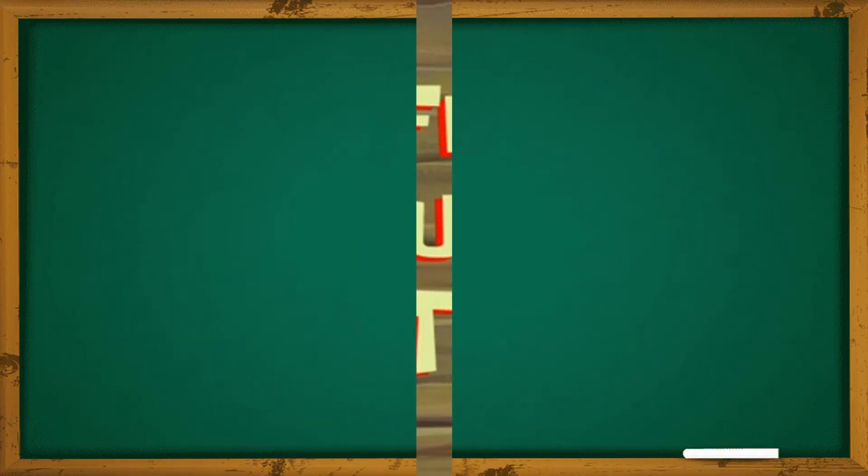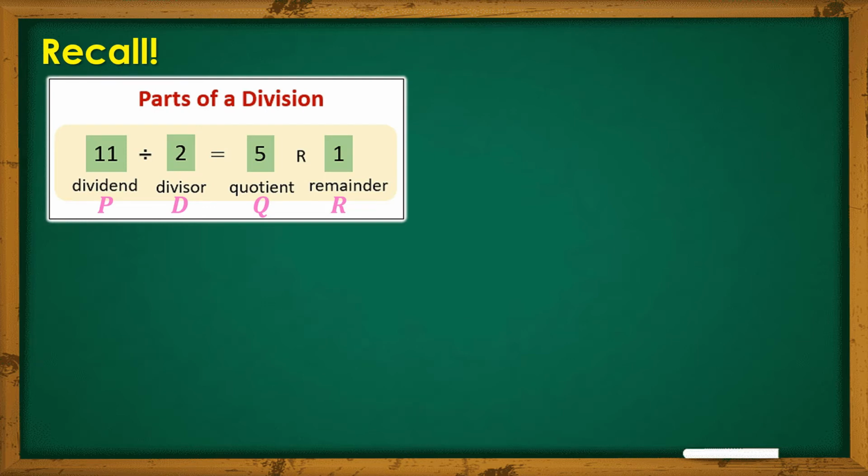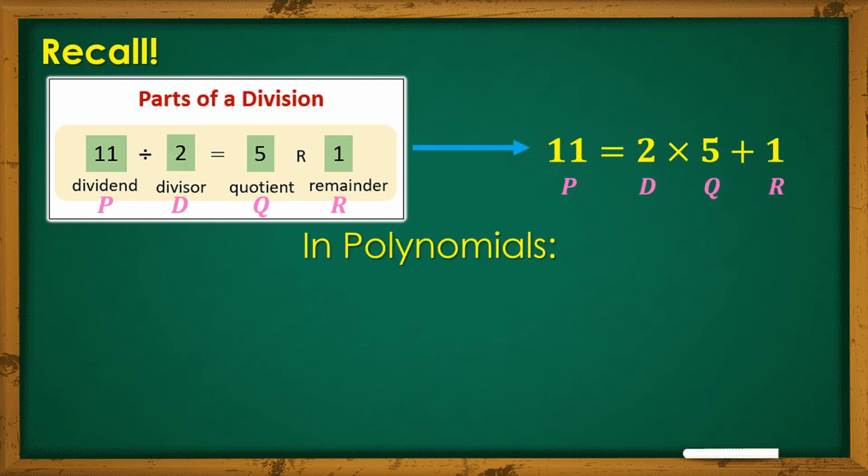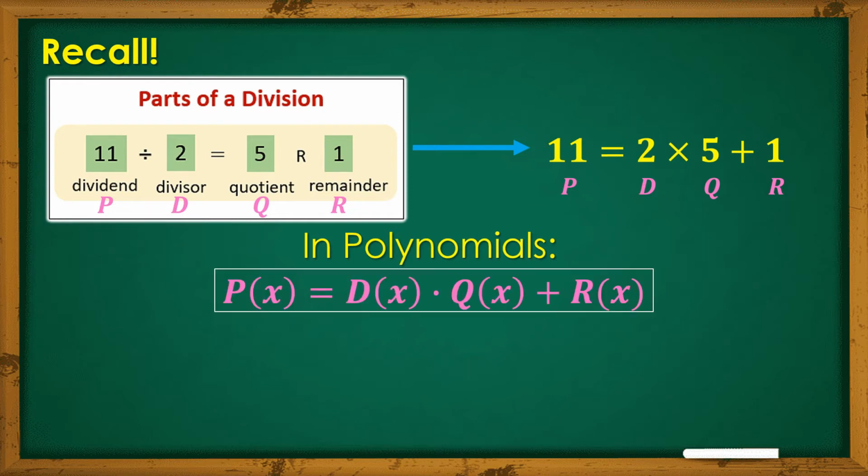A few minutes later. Before we start the discussion about the lesson here in Module 9, let's recall first the previous lesson. We learned about the parts of a division. We have the dividend, the divisor, the quotient, and the remainder. We use this in polynomials. We have the dividend equals the divisor times the quotient plus the remainder.